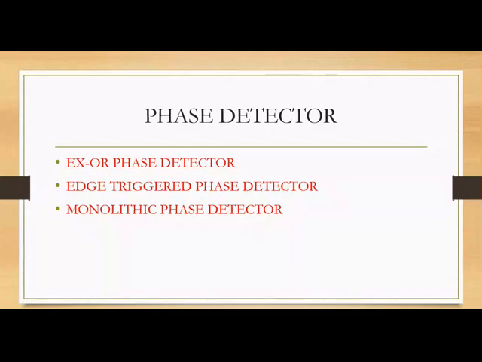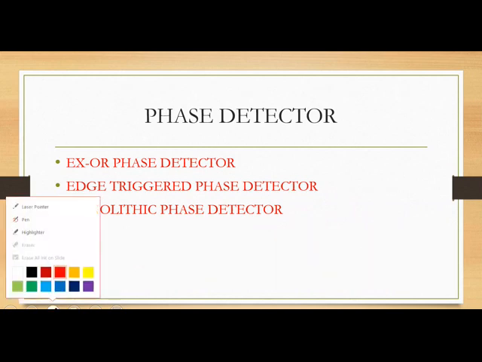In today's video, we will have a look into the components of phase locked loop. The first block is phase detector. So the phase detector can be either analog type phase detector or digital type phase detector. So here we are going to have a look into the digital type phase detectors. So mainly there are three types of digital phase detectors.